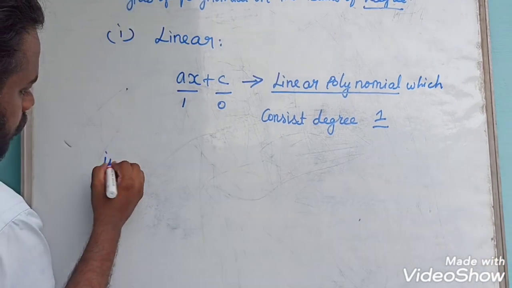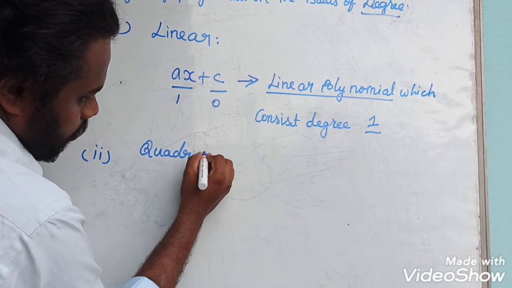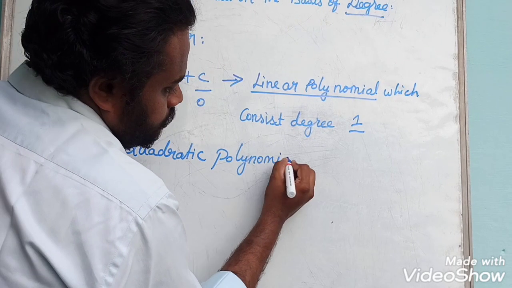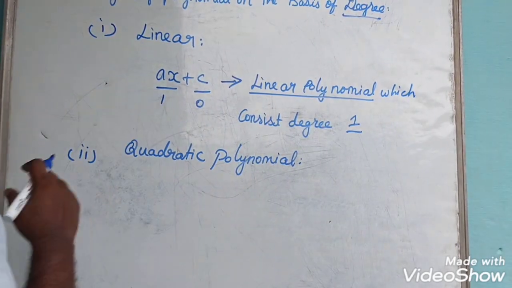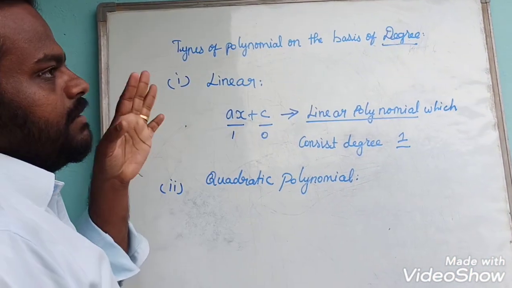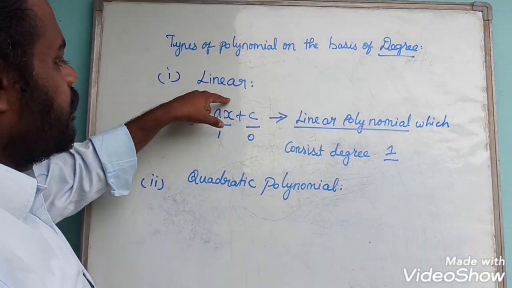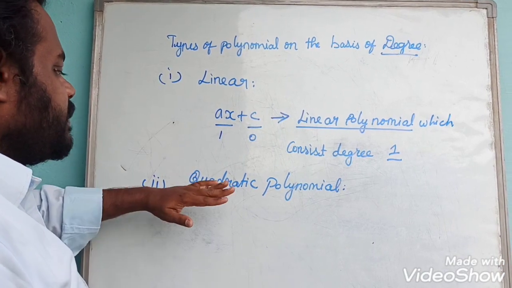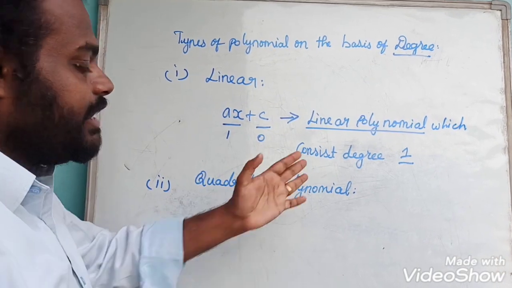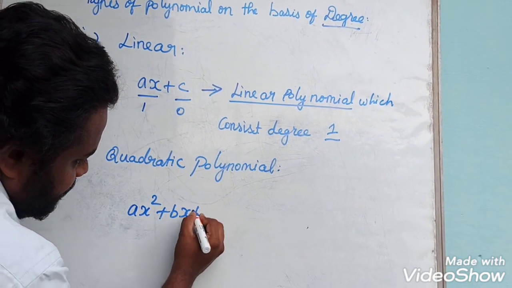As well as the second one, quadratic polynomial. Already you know that one term means monomial, two terms means binomial, three terms means trinomial. In the same way, the power is 1, the degree is 1: linear. So what is the expression for quadratic? The degree of the expression is 2. We say it as a quadratic polynomial. The basic form is ax square plus bx plus c.